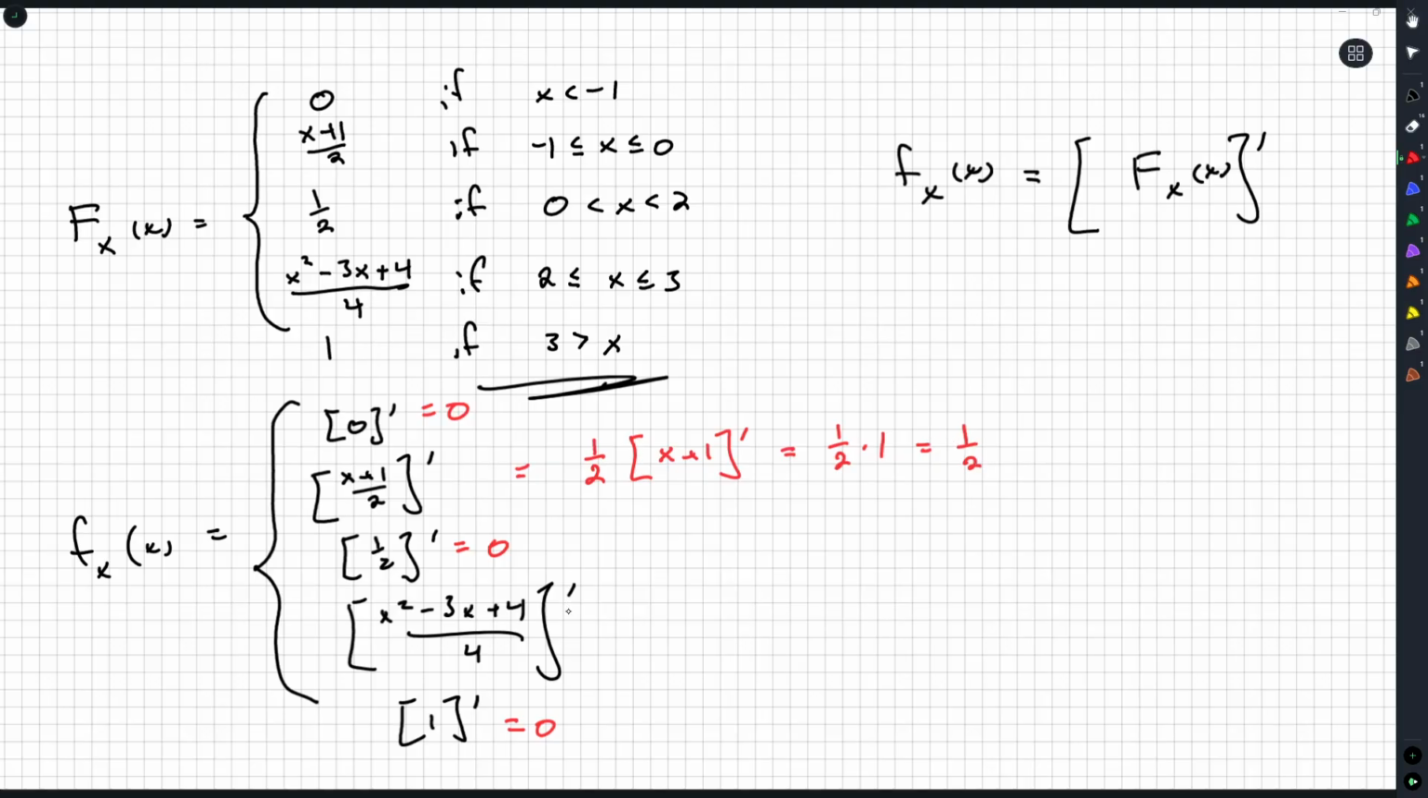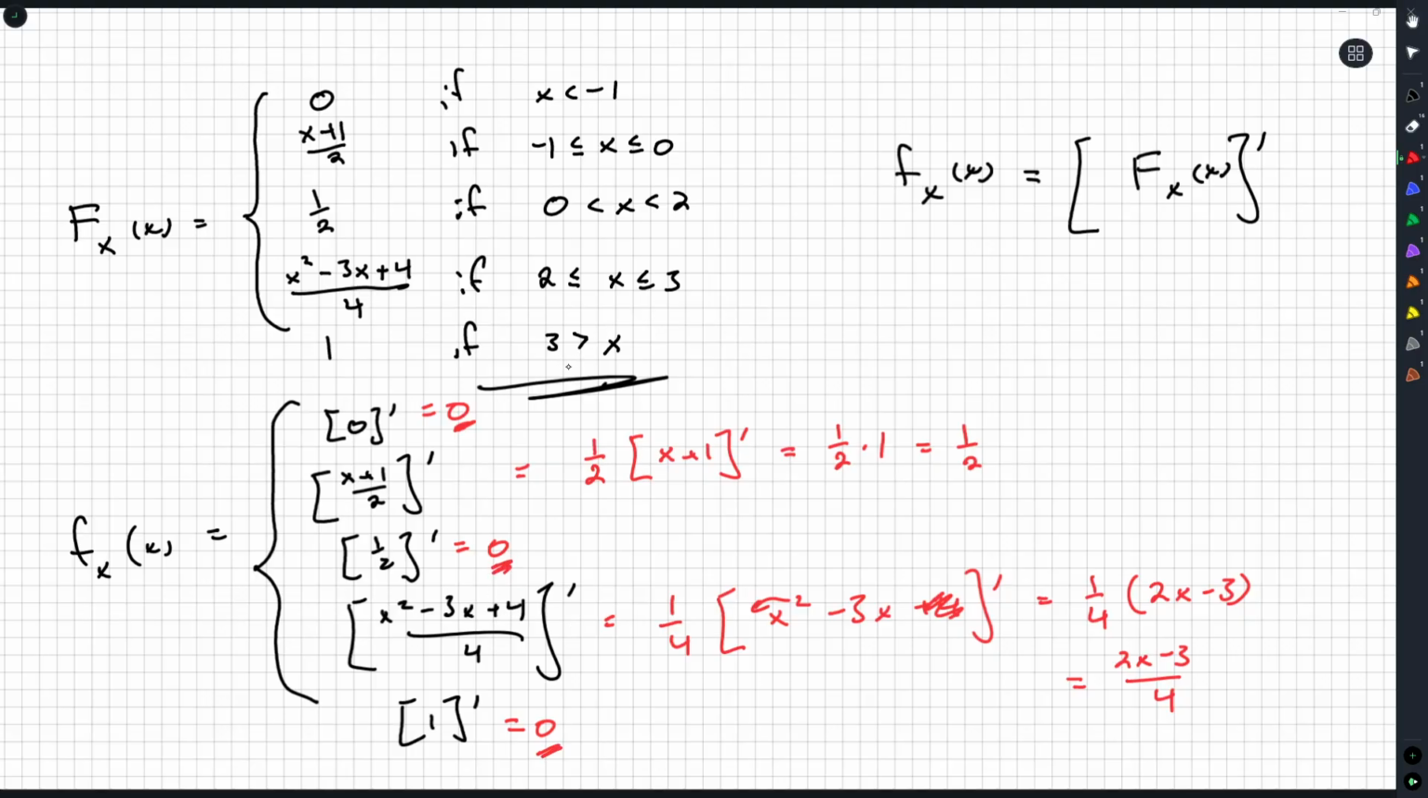Okay. And then we can do a similar sort of thing with the quadratic piece. Take out the 1/4, the dividing by 4. And then it's a little easier to differentiate that. So the constant goes away, and then the 2 comes down. So we'll have 1/4 times 2x minus 3, or maybe we want to write it as (2x minus 3)/4.